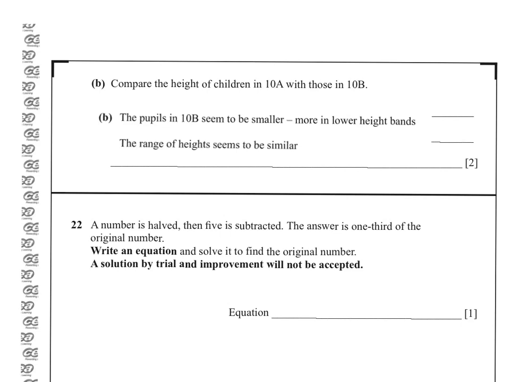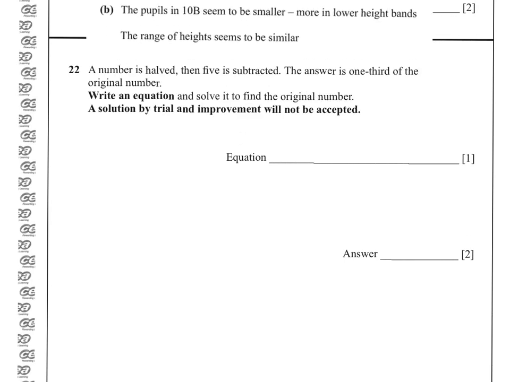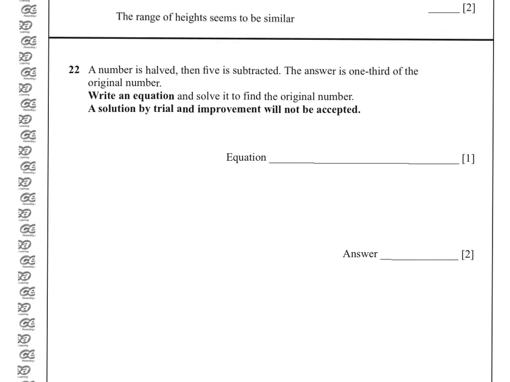Then have question 22. So a number is halved. Then 5 is subtracted, and the answer is 1/3 of the original number.